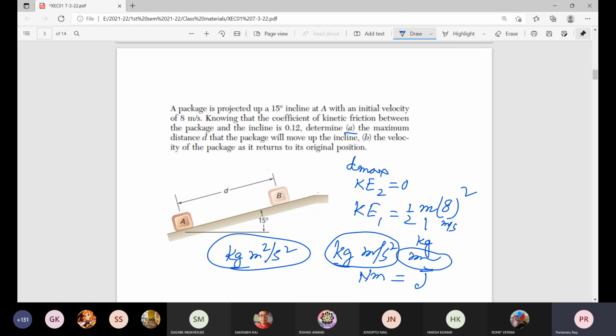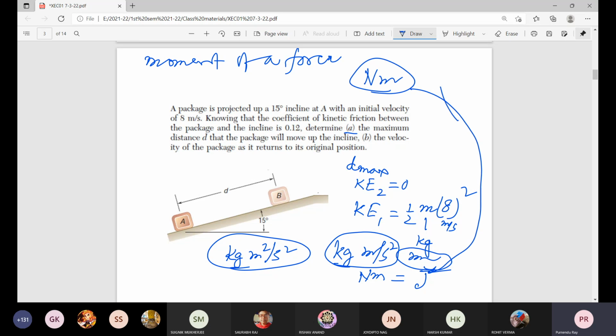But one more thing is there. What about the moment of a force? That we write in Newton meter only, not in that way. And a similar thing you have done with Newton per meter square and Pascal. When it is some externally distributed force, then it is in Newton per meter square.